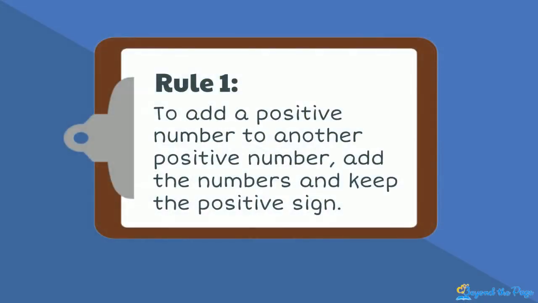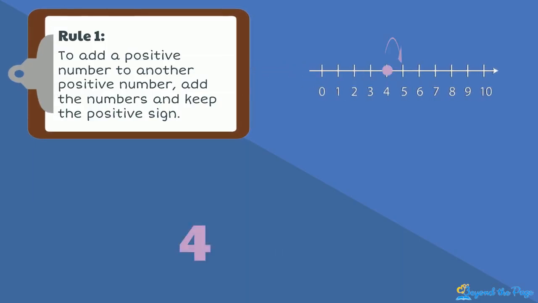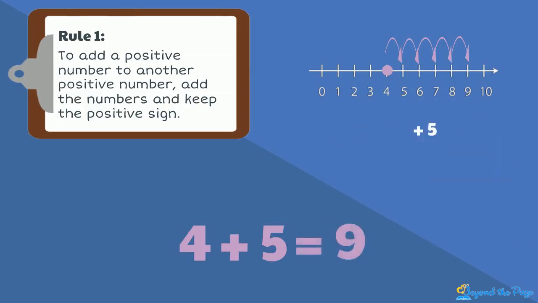Rule number 1 states, to add a positive number to another positive number, add the numbers and keep the positive sign. If a number is positive and then another positive number is added, the answer has increased or added farther along the positive side of the number line.